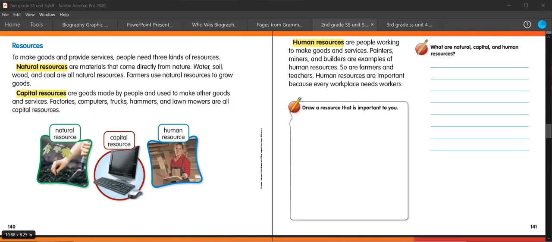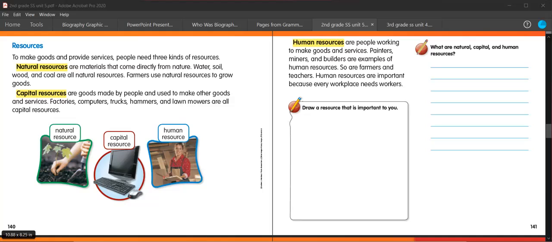Natural resources are materials that come directly from nature, so water, soil, wood from trees, coal that they dig in mines. Those are all natural resources. They're things that come from the earth. Farmers use natural resources to grow their goods or their crops, right? They use that soil. They use the water from the rain to grow the things that we eat.